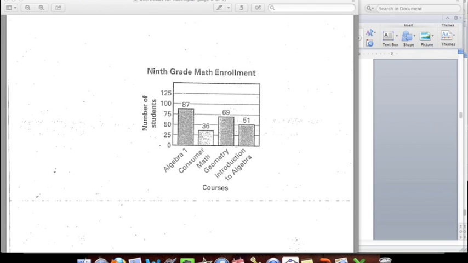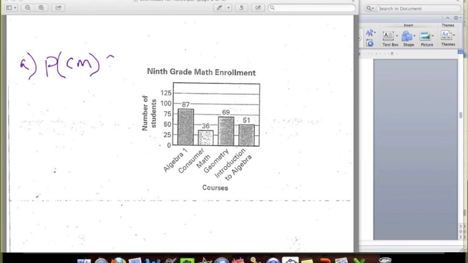The next question asks about some math enrollment. It says at a particular school, students in 9th grade are required to enroll in a math class, and here's the data of which math class they enrolled in. So the first part of this question says, what is the probability that somebody is enrolled in consumer math?